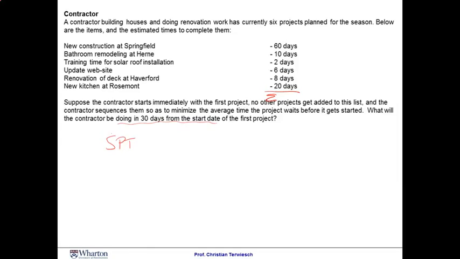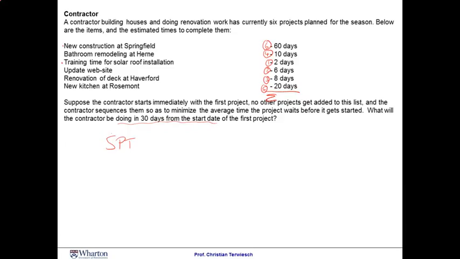It simply makes more sense that we start with the short job, so that the long job waits for the short job, as opposed to the other way around. So if he follows the shortest processing time rule, he will do this job first, this job second, third, fourth, fifth, and this one here is going to be last. And so now I know the sequence in which he's going to do the work.